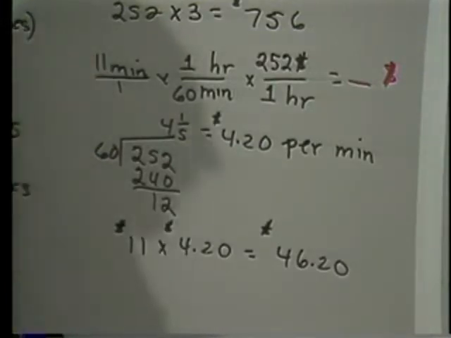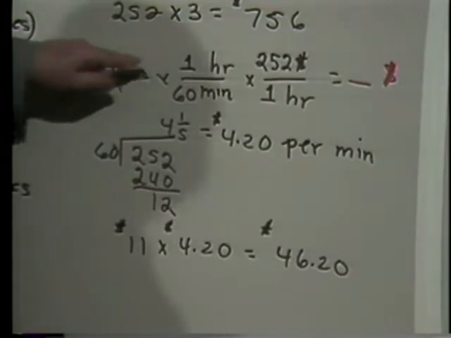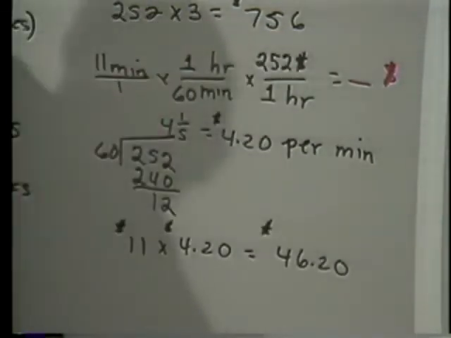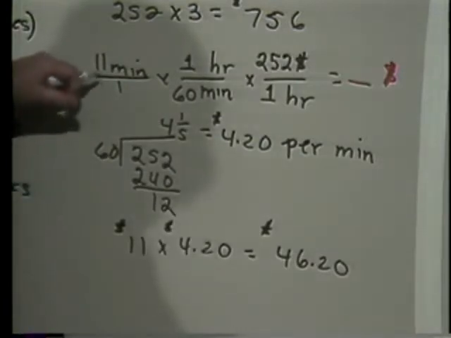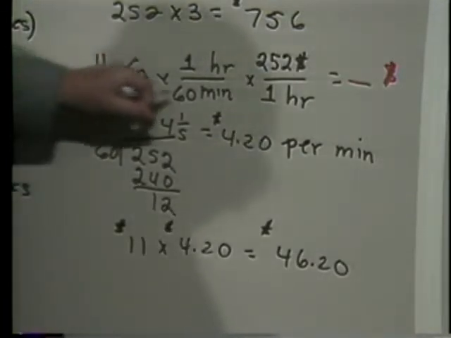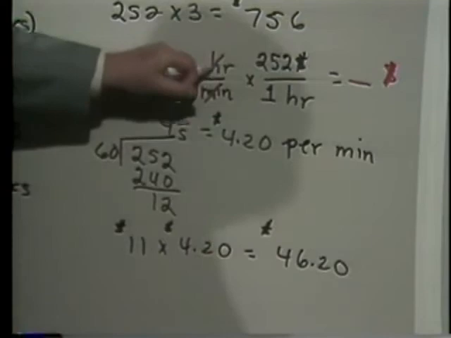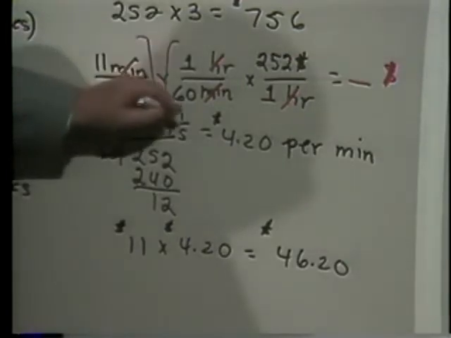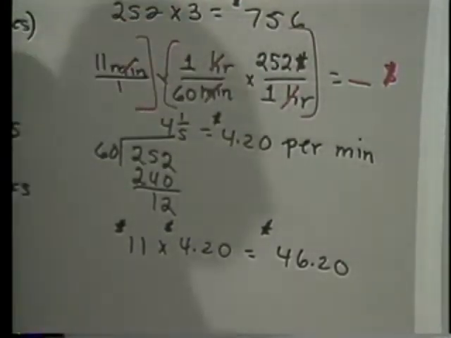I know the price in dollars per hour. So what I could say is, from minutes, I will translate to hours, and from hours to dollars. I have 11 minutes. I convert minutes to hours, then hours to dollars. Let me forget this part for a moment. Notice that the part that's left over here is 252 over 60.